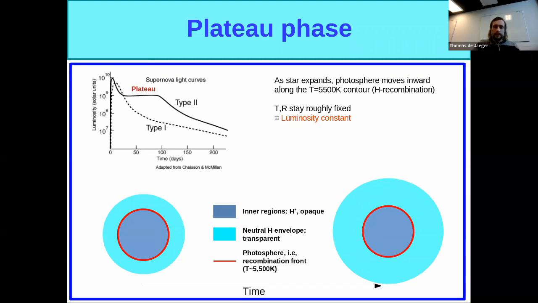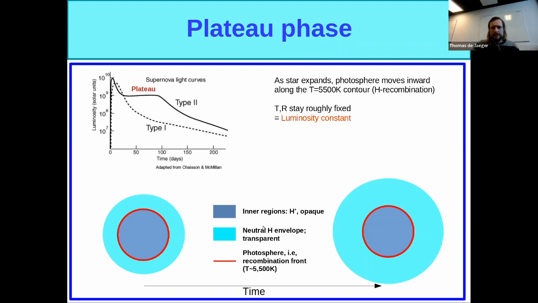So type 2 supernovae are mostly made of hydrogen. You have a shell of neutral hydrogen, which is transparent. You have the photosphere where the photons escape. And you have an inner region, which is opaque with ionized hydrogen. So the photosphere is where the atoms start to recombine, so it's around 5,000 Kelvin.